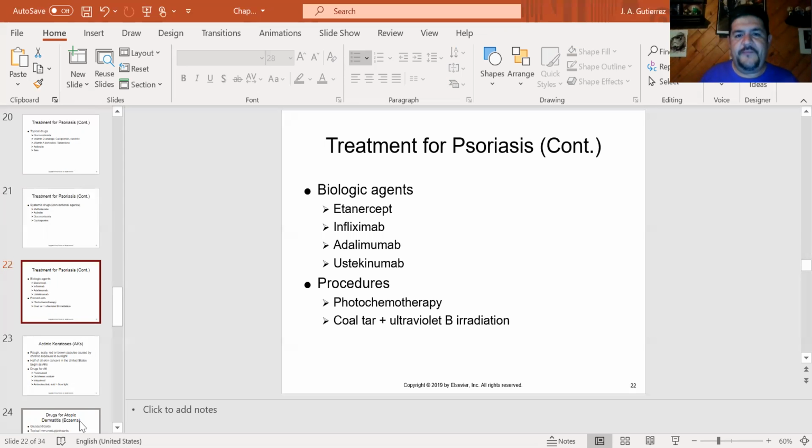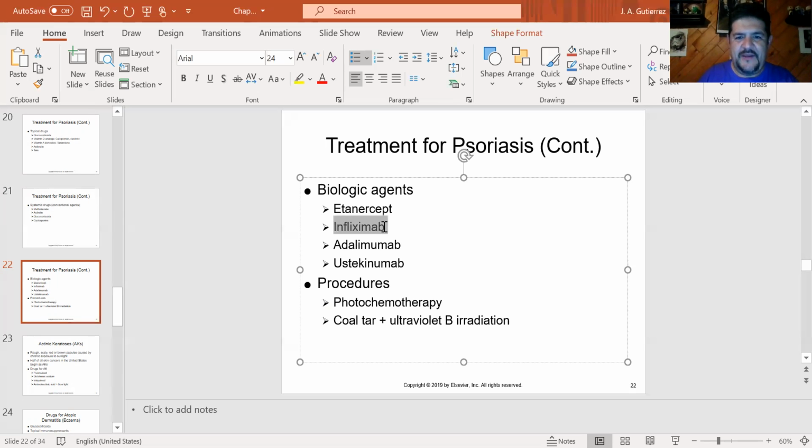Biological agents. If you notice, most of them end in MAB, MAB, MAB. So we mentioned that's monoclonal antibodies. So these are immunomodulators. So biological agents is the same as saying immunomodulators.